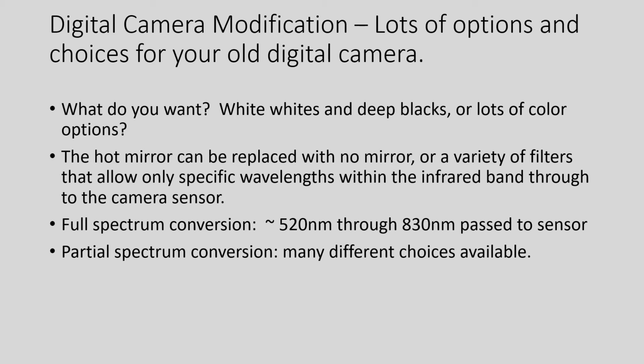The camera hot mirror can be replaced with no mirror or a variety of infrared filters that allow only specific wavelengths within the infrared band to get to the camera's sensor. A full spectrum conversion allows pretty much the entire IR spectrum from 530 to 830 nanometers to be passed to the camera sensor, while a partial spectrum conversion allows you to select a filter to replace the hot mirror for the type of selective color infrared images that you want to produce.